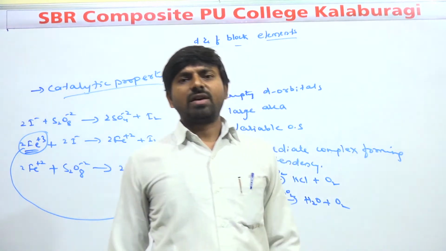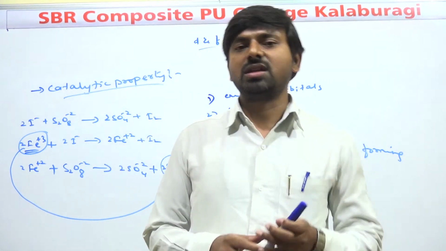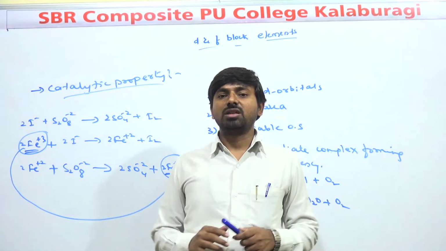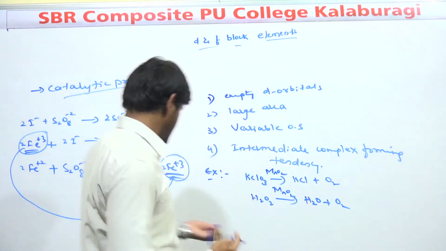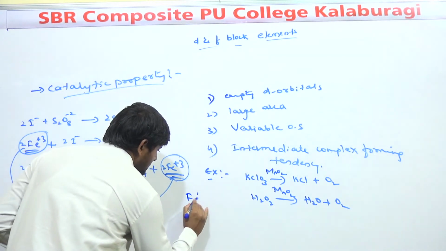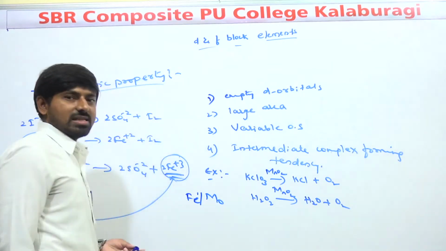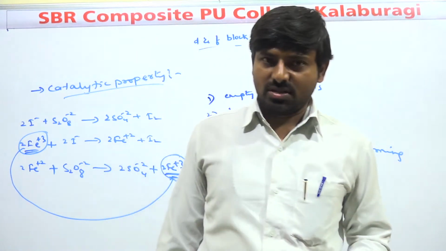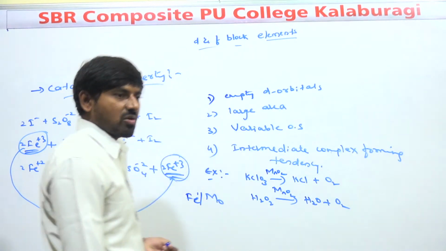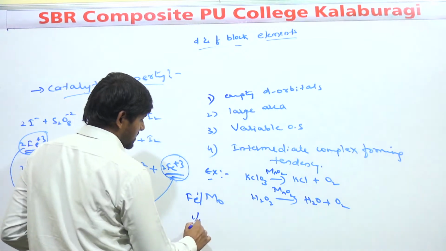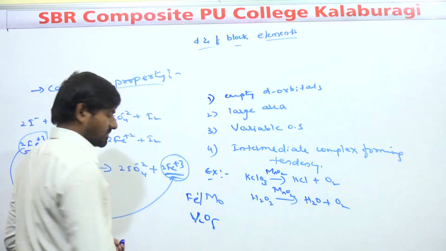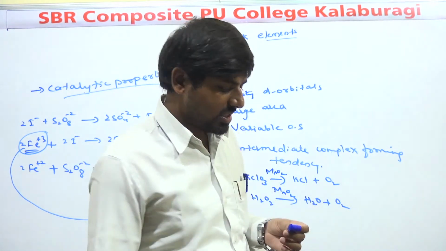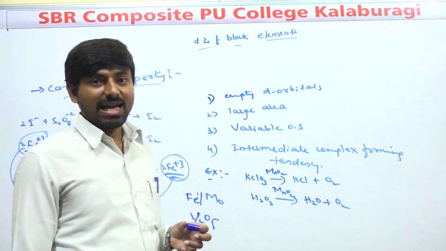Now consider manufacture of ammonia by Haber's process industrially. In the manufacture of ammonia by Haber's process, iron and molybdenum is used as a catalyst. In the manufacture of sulfuric acid, H2SO4, by contact process, vanadium pentoxide is used as a catalyst. Platinized asbestos is used as a catalyst in the manufacture of nitric acid.